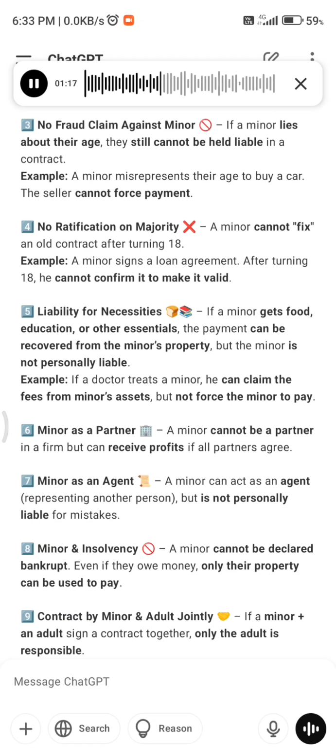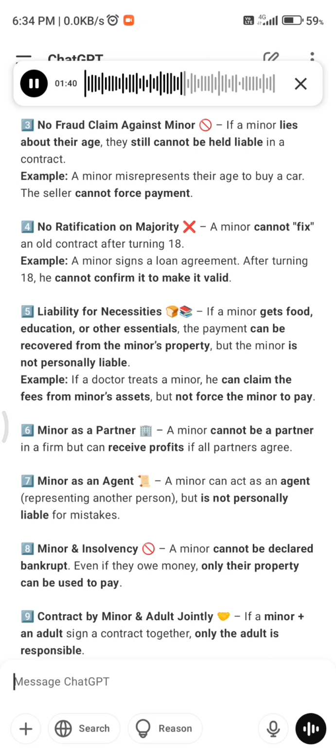5. Liability for necessities. If a minor gets food, education, or other essentials, the payment can be recovered from the minor's property, but the minor is not personally liable. Example: if a doctor treats a minor, he can claim the fees from the minor's assets, but not force the minor to pay.